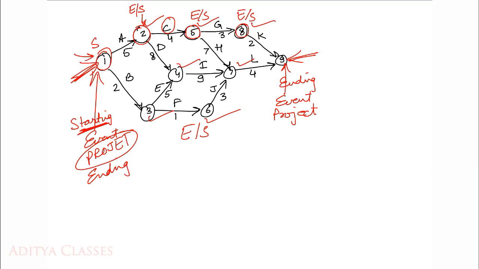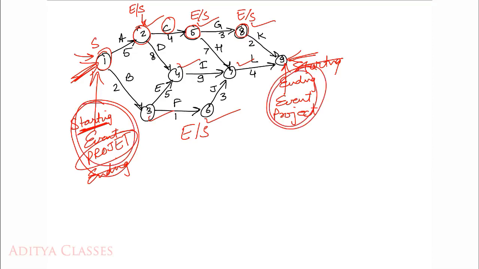You can see no one is coming in. No arrow or activity is coming in, so it is never an ending event. Nobody is starting from 9. No events are going out of 9. So 9 is not a starting event for anyone. It is never a starting event for anybody. So what do we learn here? That 1 is the starting event of the project, 9 is the ending event of the project. This is a basic PERT network.